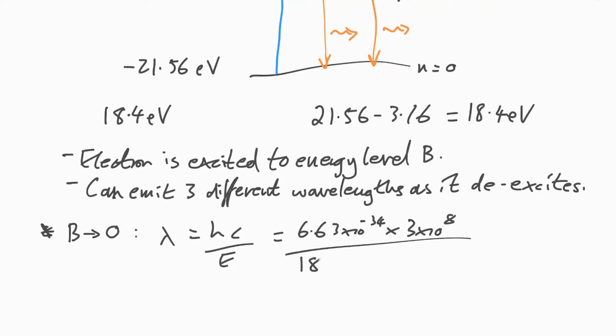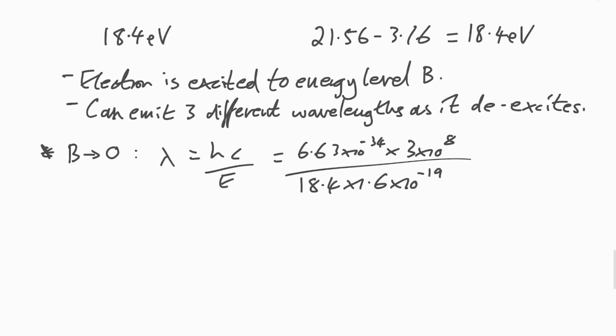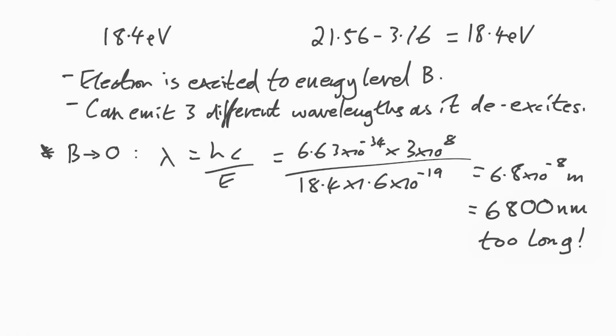So we're going to say 18.4, but then we're going to multiply that by our conversion factor because we need it in joules, don't we? Okay, so that gives us 6.8 times 10 to the minus 8 meters, because visible light, we're looking from, say, 400 nanometers to 700 nanometers.